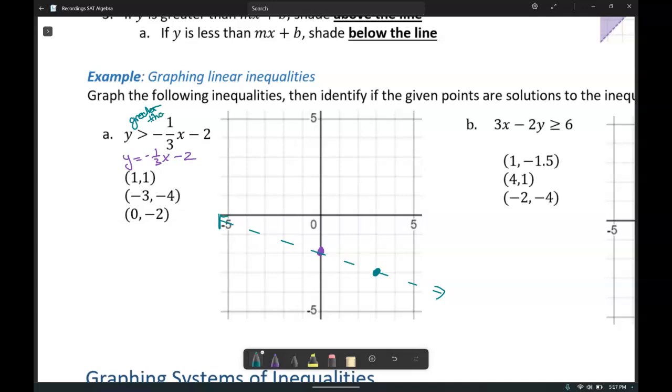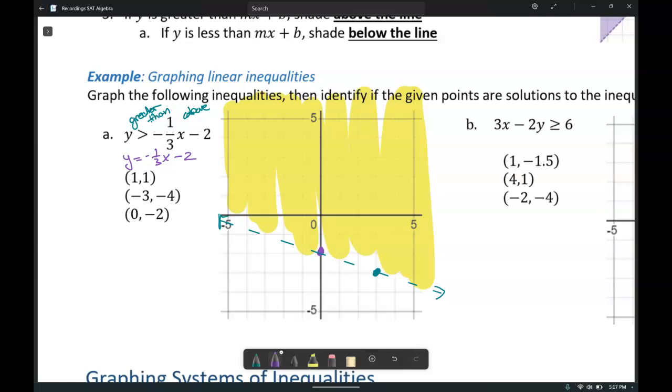Since it's greater than, we are going to be shading above the line. And so our shaded region, I'm going to use a highlighter, is this whole area up here, above the line. Anywhere above the line is where our shading will take place. So let's go ahead and look at these points and see if they are solutions or not.